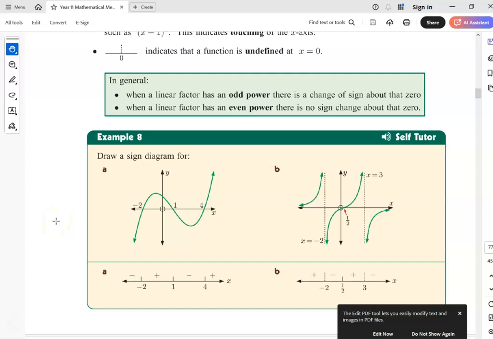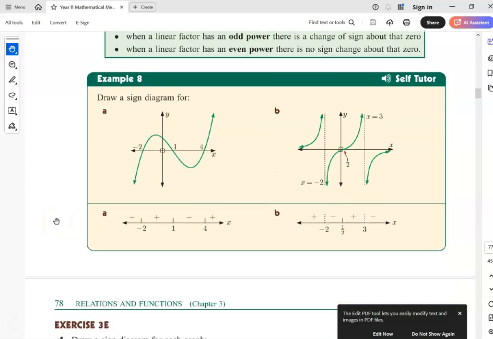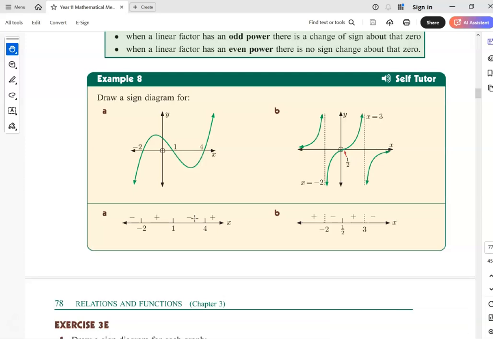If you have a look here, this is the question, and we have to do a sign diagram for this graph, right? So a sign diagram, number line. We draw the number line. Where have these values come from? Right, I call these critical values. So anything on your sign diagram has to be a critical value.